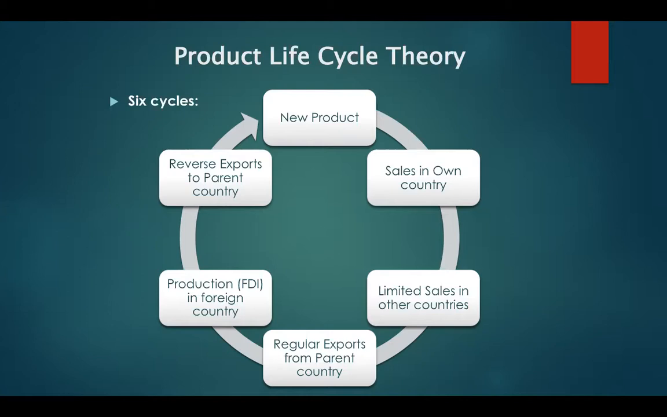I'll tell you one or two examples. Nike is an American shoe company, and Nike's product life cycle is in the seventh cycle. Seventh cycle means Nike makes its shoes in countries like Vietnam or China, and does reverse exports from China or Vietnam to the US to sell in the US. Okay, you understand? That's another cycle, the seventh. Yes, Nike is an American company. I can give you two more examples.